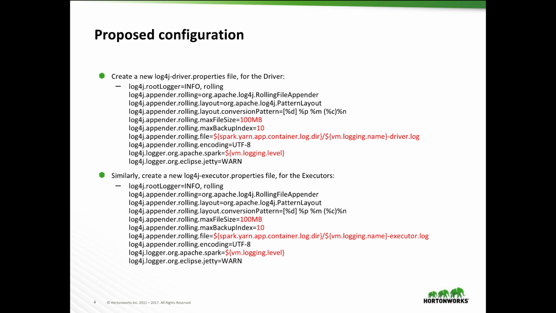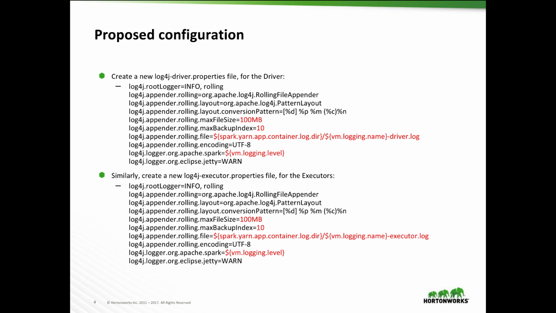Next, we have the vm.logging.level. This property is going to be very useful because we will not have to go back to the log4j driver properties file or the executors one and update this every time that we want to execute a new Spark application. So what we're going to be doing is that we're going to alter the value of this vm.logging.level on the Spark submit job. And we're going to see that in a moment.